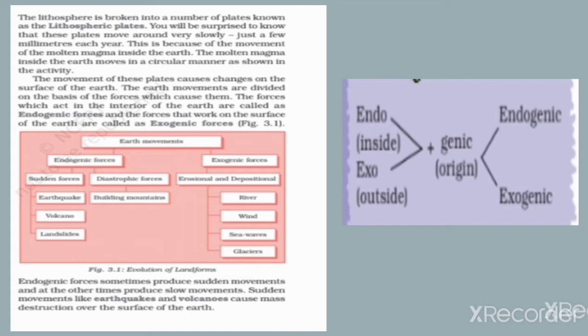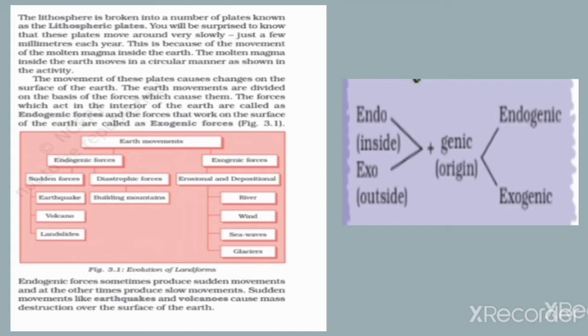The uppermost layer of the earth, that is the lithosphere, has a number of plates known as the lithospheric plates. The landmass on which both the continent as well as the ocean plates reside is called the lithospheric plates. These plates are broken into small sections. These plates move around very slowly, just a few millimeters each year.